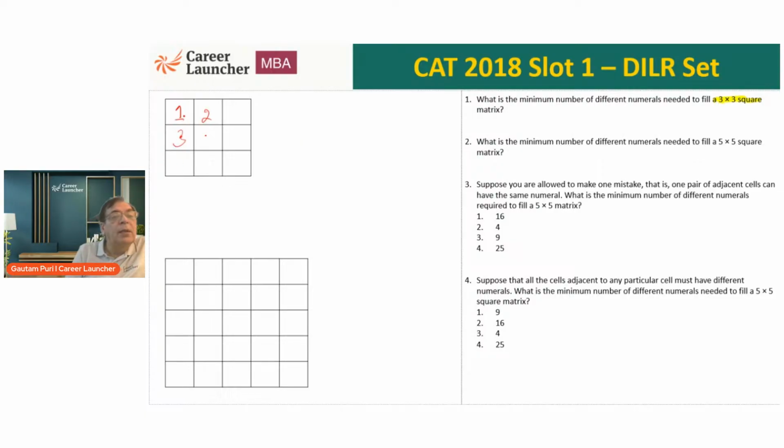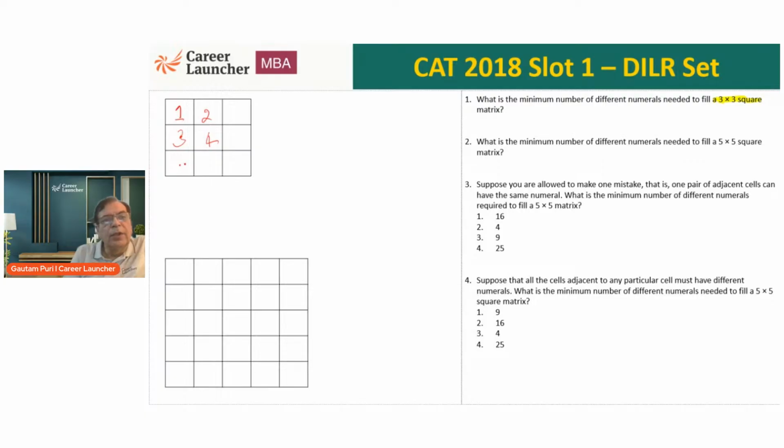What about this one? So 1 we have fixed and others we are adjusting accordingly as per the condition. This one cannot be 1, 2 or 3 because this particular cell is adjacent to all these 3 cells. So this cannot be 1, 2 or 3. This has to be 4. Right?